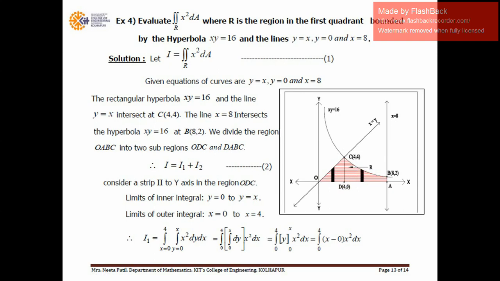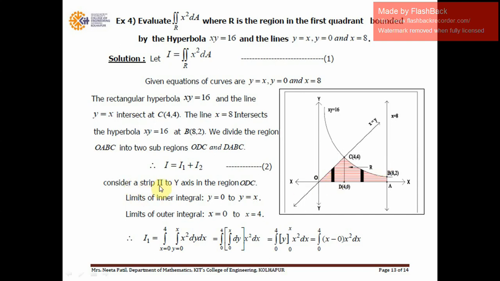So let us denote the integral in the first region by the symbol I1 and the integral in the second region by the symbol I2. Therefore we get I is equal to I1 plus I2. Call this equation number 2. And now we are finding the limit of inner integral and outer integral.